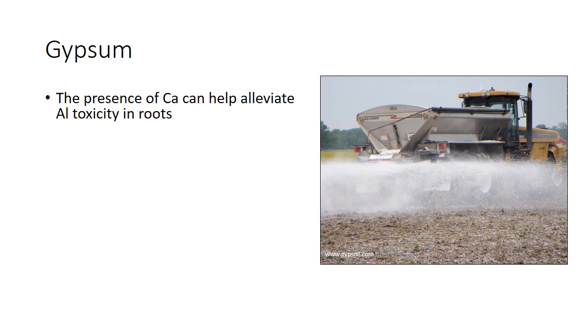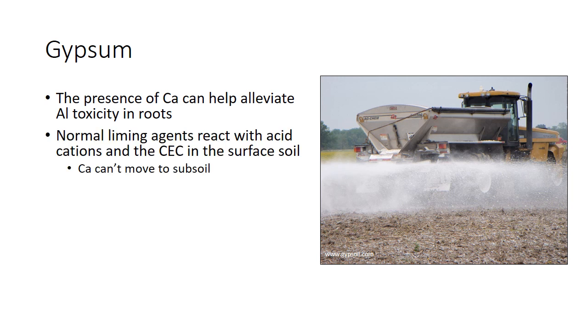So calcium in the form of gypsum is a lot more soluble than calcium in the form of calcitic limestone. So gypsum is CaSO4, and gypsum is more soluble. So the calcium from gypsum is more soluble, that allows it to be leached down into the lower parts of the profile to depths that we would not be able to incorporate lime through tillage or other operations. Now, gypsum is not considered a liming agent because it does not change the soil pH. Gypsum does, however, help alleviate some of the symptoms of acidity.